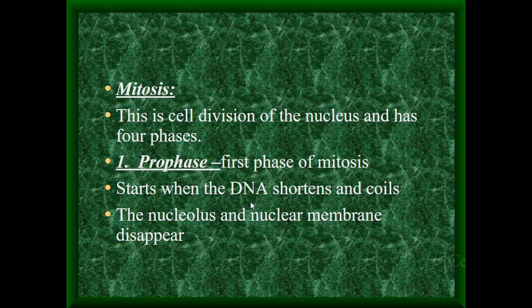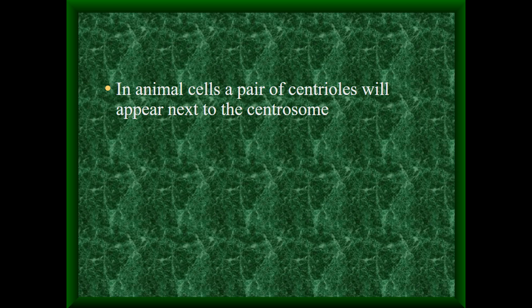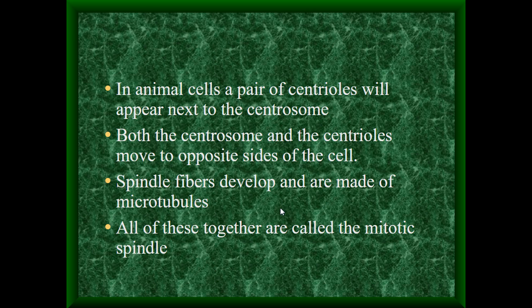Nucleolus and nuclear membrane disappear. And then the centrosomes appear. Centrioles will be next to the centrosome. Both the centrioles move to opposite sides of the cell. As you see, it's starting to move. You can kind of see it. It's starting to move away. So there's your centrosomes and centrioles. They'll move to opposite sides of the cell. The spindle fibers develop to make microtubules. These come together to form a mitotic spindle.